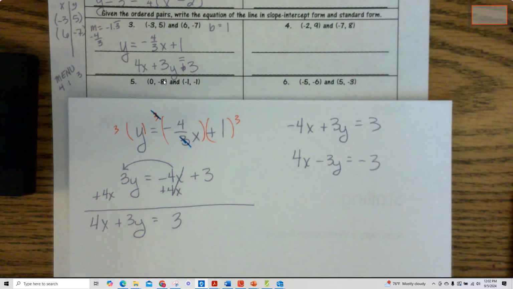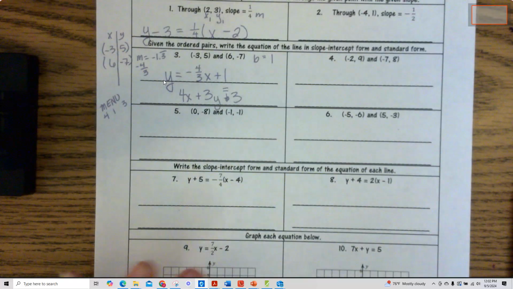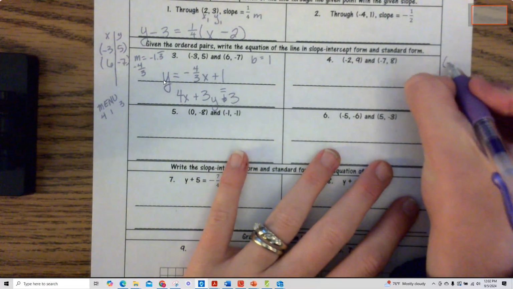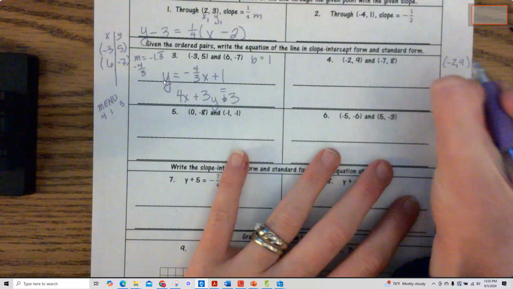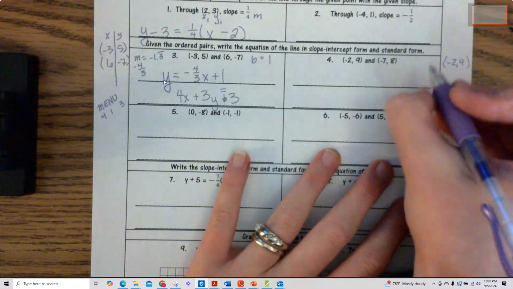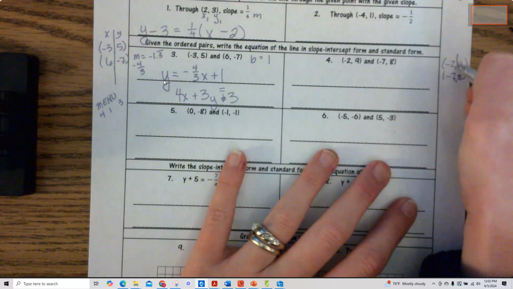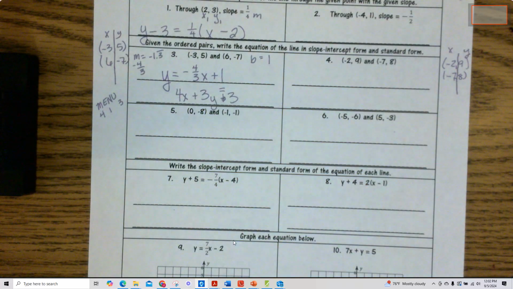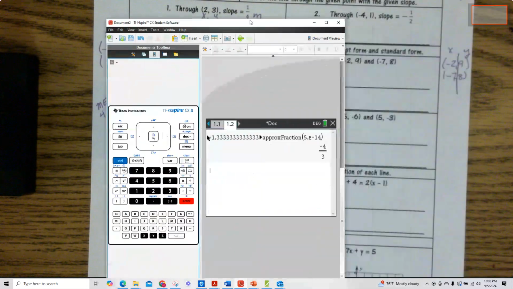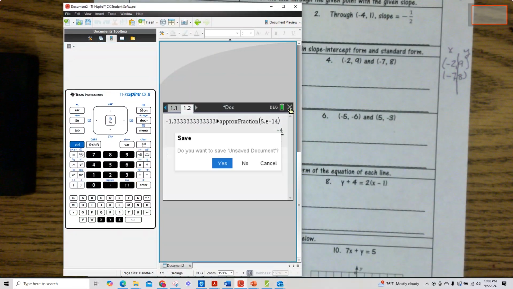I'm going to do number 4 because number 4 is kind of gross. All right, number 4. Let's do slope-intercept form. So negative 2 comma 9. And then negative 7 comma 8. These are my x's. These are my y's. Okay, so I'm going to start fresh. X out of this.